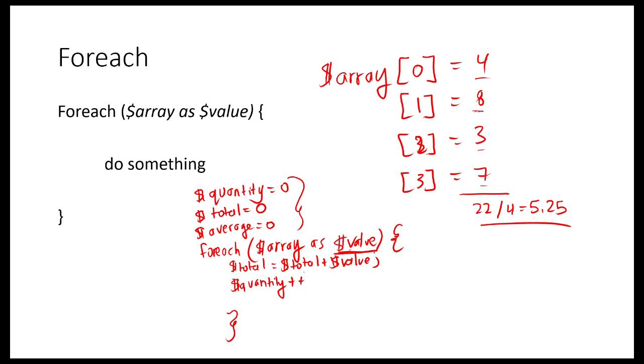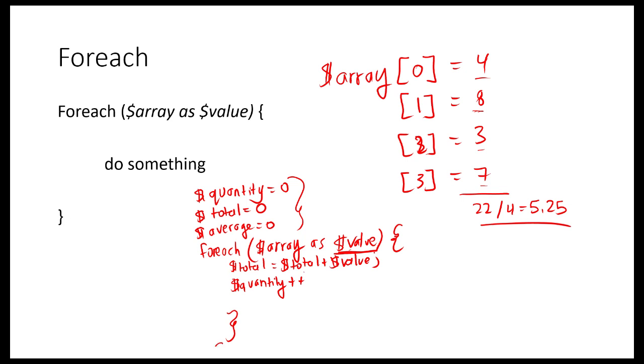And then it'll run a third time. So our total is 12 plus the new value, which is 3. So it's 15, and then it's 22, and our total quantity is 4. So this will run 4 times because the array has 4 units in it, but it could run 1,000 times or 1,000,000 times. And then at the end, we do our calculation.